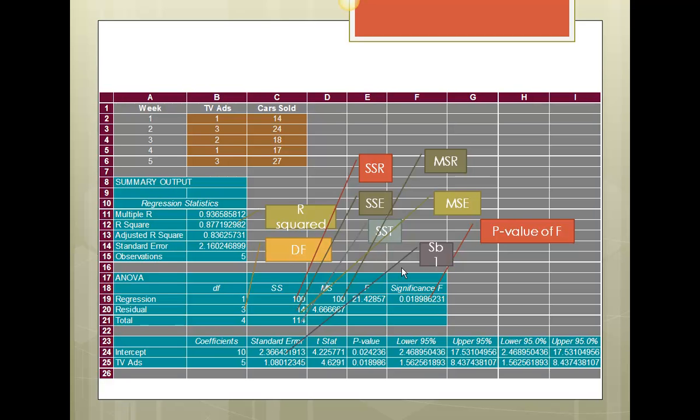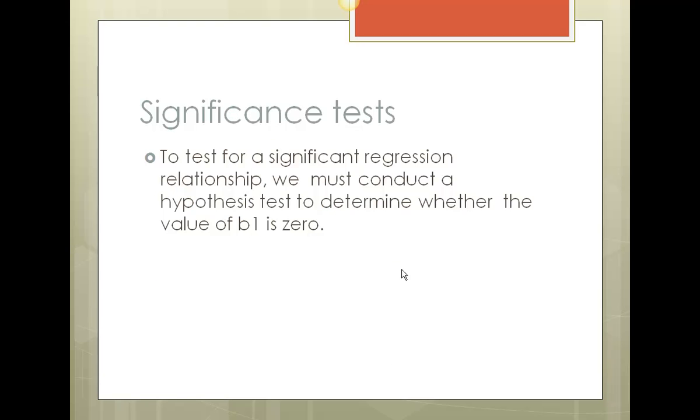Now, in this case with simple regression, you'll notice that the p-value of F and the p-value of your t-statistic are both the same. Why is that? Because there's only one independent variable in this case. So let's keep going.